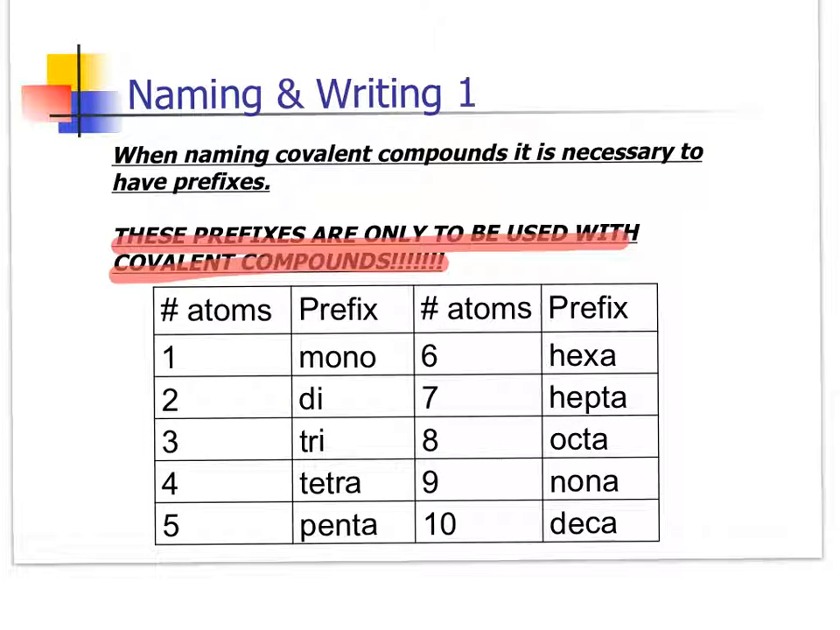Ionic compounds are the ones we're dealing with when we have a metal and a nonmetal. Covalent compounds involve just the small number of elements on the right-hand side of the periodic table, the metalloids and the nonmetals, and they are going to have these prefixes: mono, di, tri, tetra, penta, hexa, hepta, octa, nona, and deca. There are more, but these are really all we're going to need for our class.